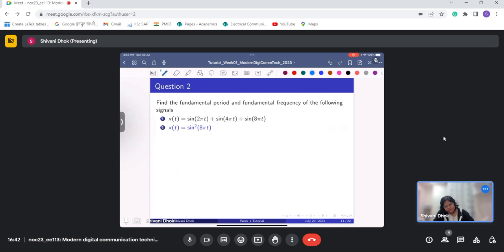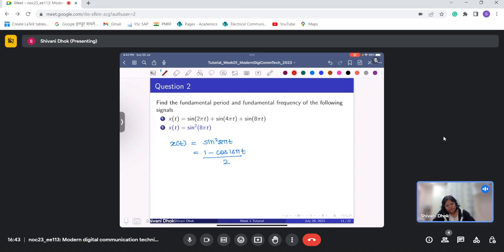Okay. Now let us look at this second part. So we have this x(t) as sine square 8 pi t, which is equal to 1 minus cos of 16 pi t by 2. Now this part here is a DC component which will just shift that signal up or down. However, the frequency will be contributed by this part here.